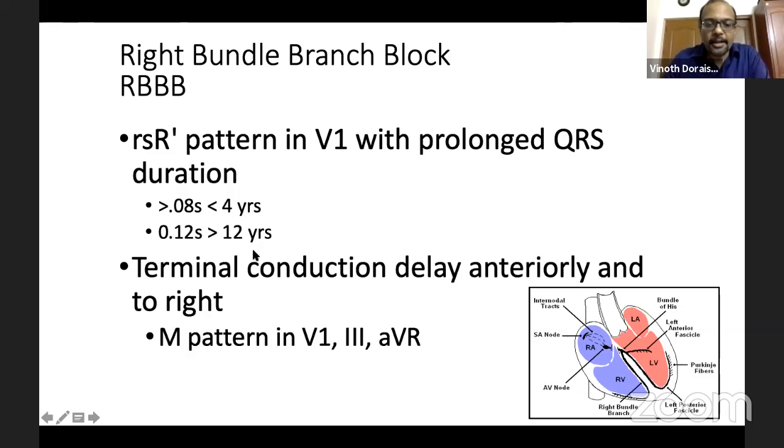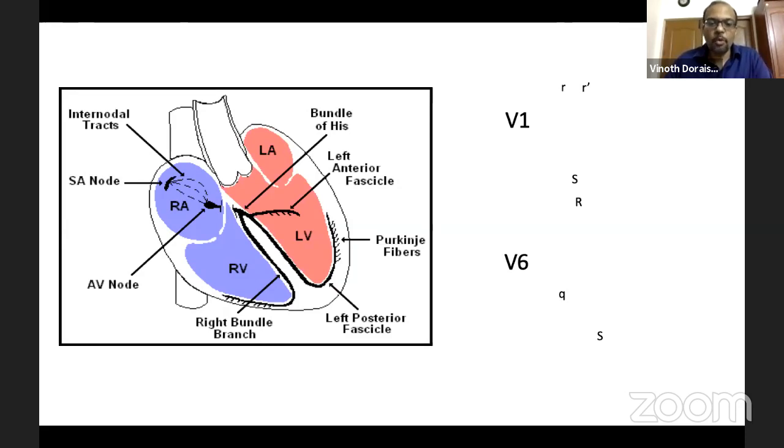And the terminal conduction delay will be anterior and to the right, because the right ventricle is the one which causes the delay in depolarization, and that is present anterior and to the right of the left ventricle. So that's why you will have a terminal conduction delay in the right-sided leads like V1, V3, and aVR.